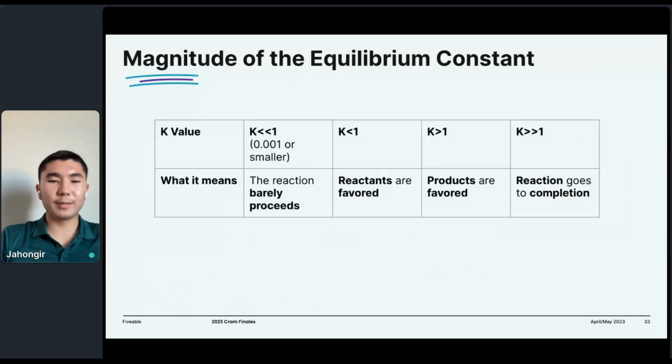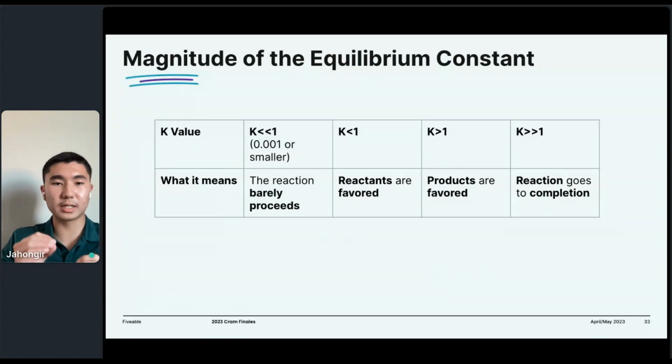Now, we move on to the magnitude of the equilibrium constant. This is a very important graph that you must know for the AP Chemistry exam. It's when our K value is less than 0.001, and this means that the reaction barely proceeds, because if we have a higher K, that means the reaction will go to completion. That means it'll be more favorable to go to completion.